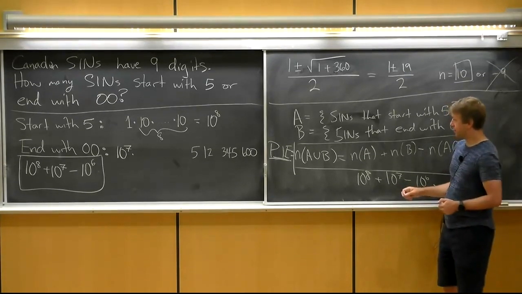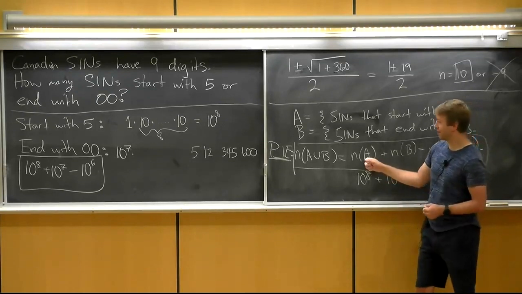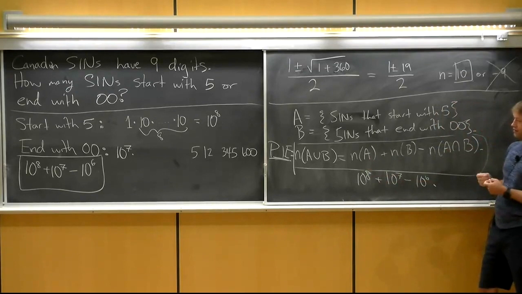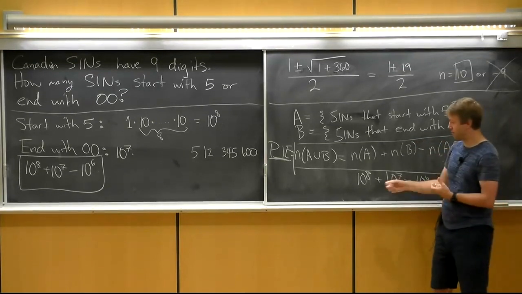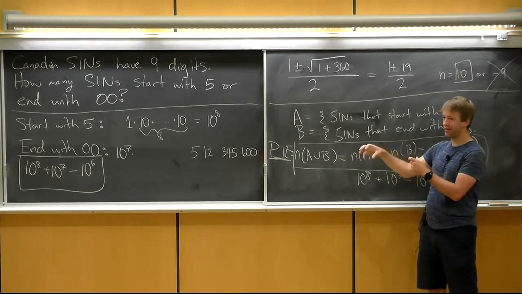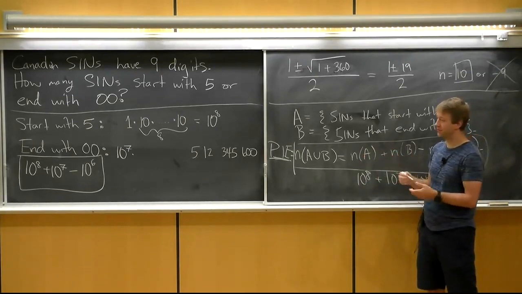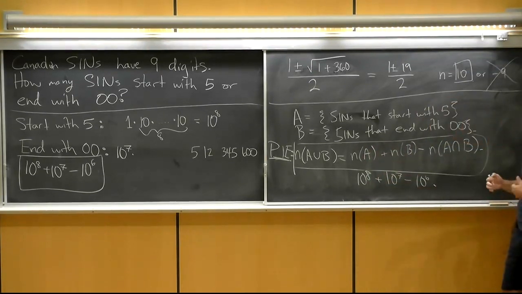It's using the multiplication principle. If I want to know the size of A, how many social insurance numbers start with a 5? There's one choice for the first digit, because it has to be a 5, then 10 choices for all the other ones. Following the multiplication principle, that'll be 10 to the power 8, because you multiply the choices for each digit. So we're layering different topics on top of each other at this point.